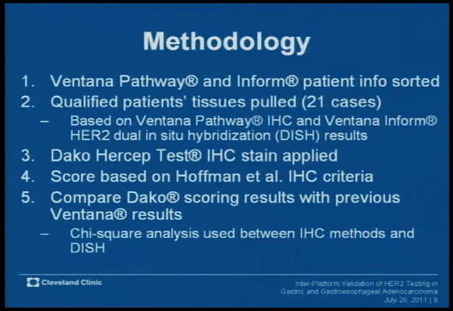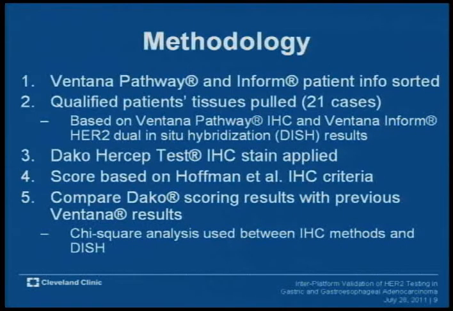First, I sorted through all the patient information, which had already been tested using Ventana pathway and Ventana Inform. These qualified patients, about 21 cases, were chosen based on concordance between the pathway and Inform results. Next, we took those 21 cases and ran the tissue through the DAKO HercepTest.